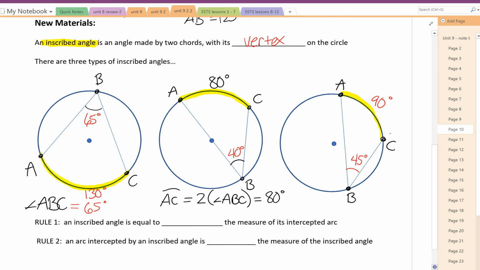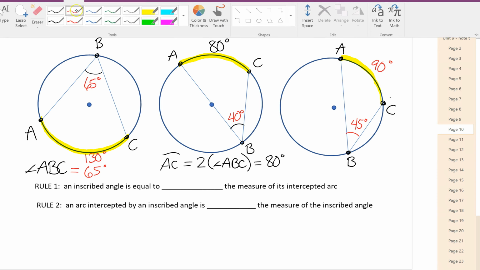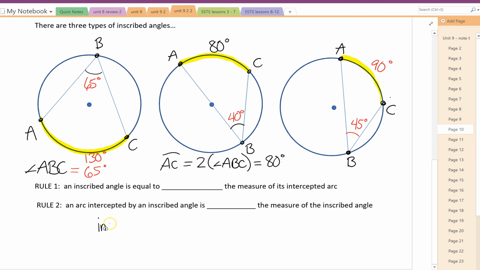Okay, so a couple of formulas to write down. I'll put them down here at the bottom. If I want to know what the inscribed angle is equal to, it's whatever the arc is divided by 2. So like this circle over here at the left, the inscribed angle here, ABC, is the arc 130 divided by 2, which is 65.